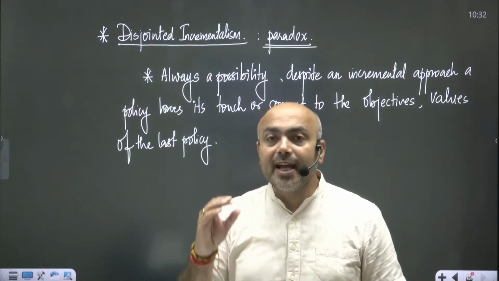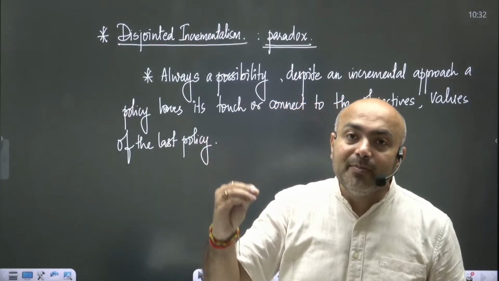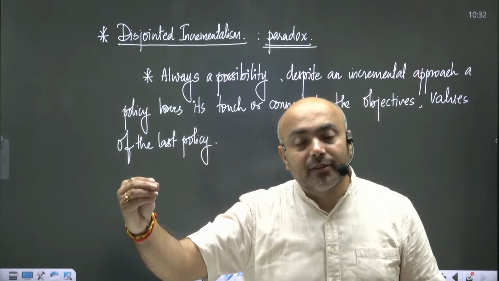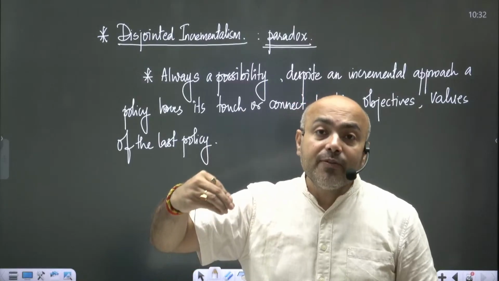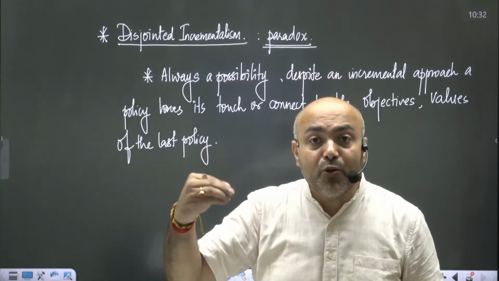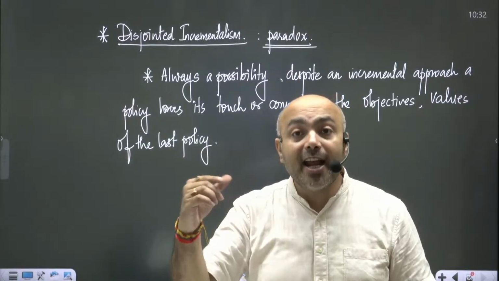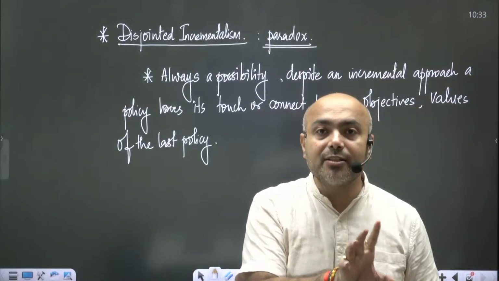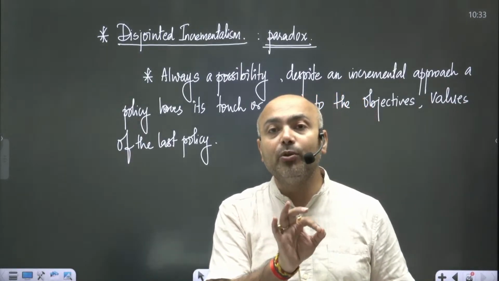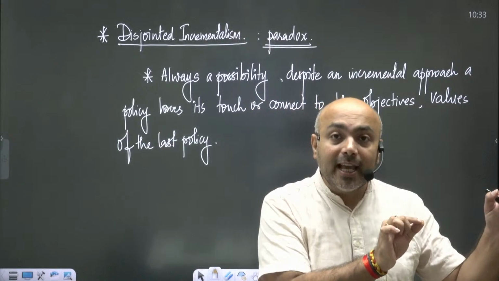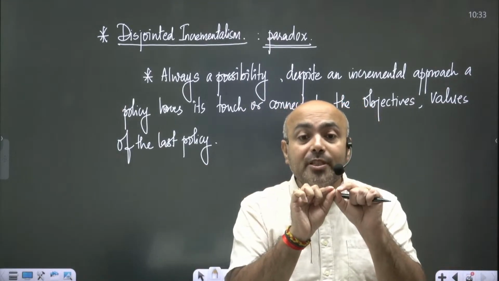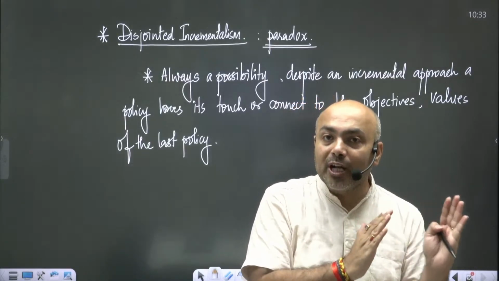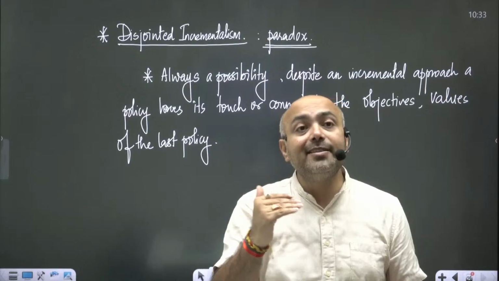The issue is that despite the new policy being an incremental policy, because there are changes, these changes could be of such nature that the new policy loses its connect to the values, to the objectives of the last policy, and therefore the first policy and the second policy become disjointed. They are no more connected, they are no more jointed, they are disjointed.